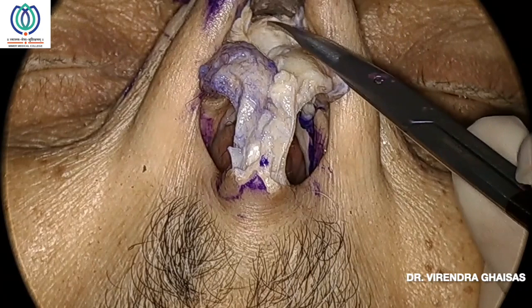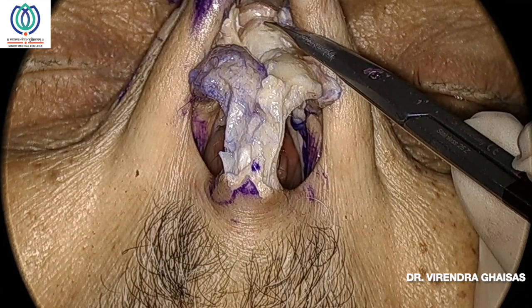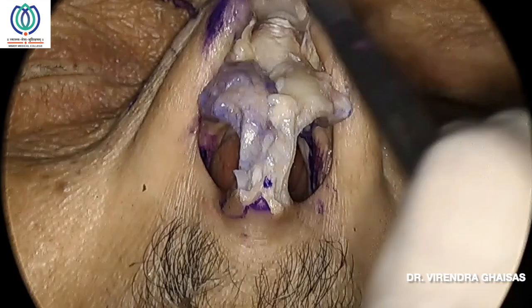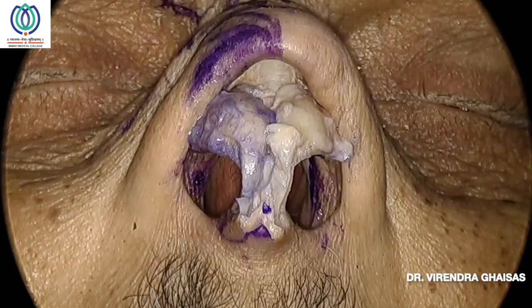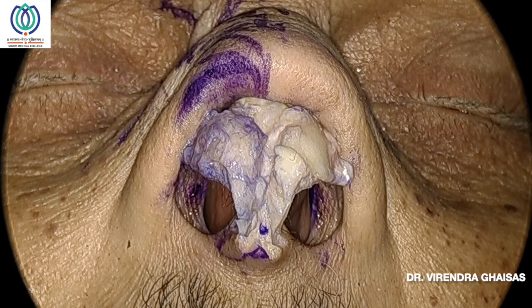The other way happens if there is a reduction rhinoplasty, or a deviated nose where you are putting a free diced cartilage, and if you dissect too much laterally, then the chances are that the free diced cartilage can move into the lateral pockets. So you have to carefully dissect this skin according to the deformity.